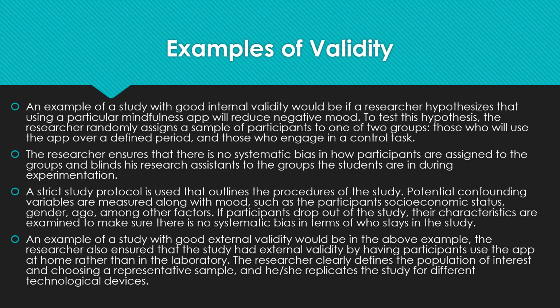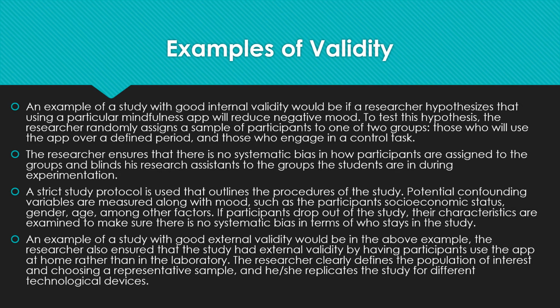Another example would be a strict study protocol is used that outlines the procedures of the study. Potential confounding variables are measured along with mood, such as the participant's socioeconomic status, gender, age, among other factors. If participants drop out of the study, their characteristics are examined to make sure there's no systematic bias in terms of who stays in the study.